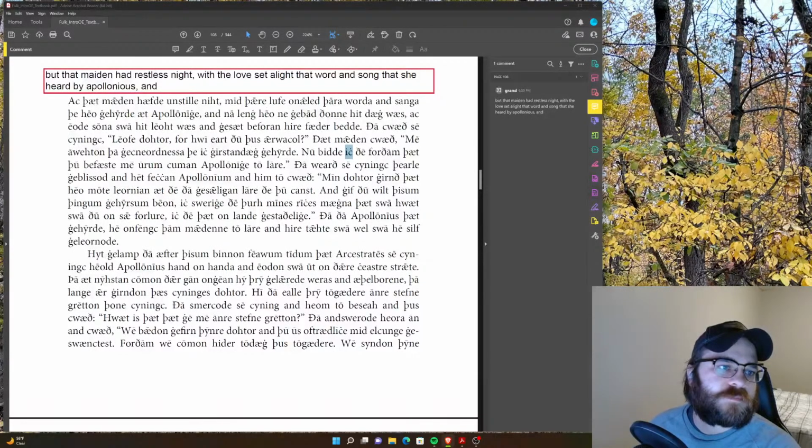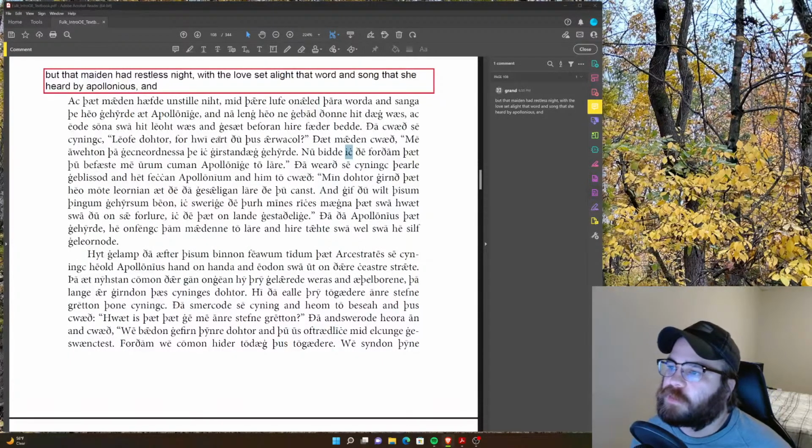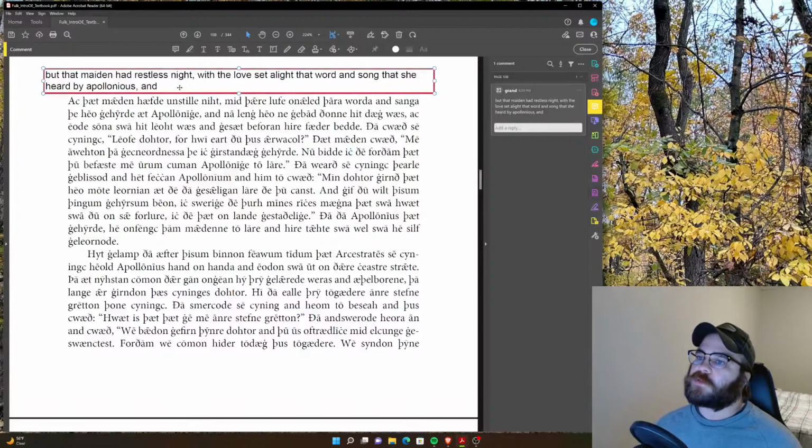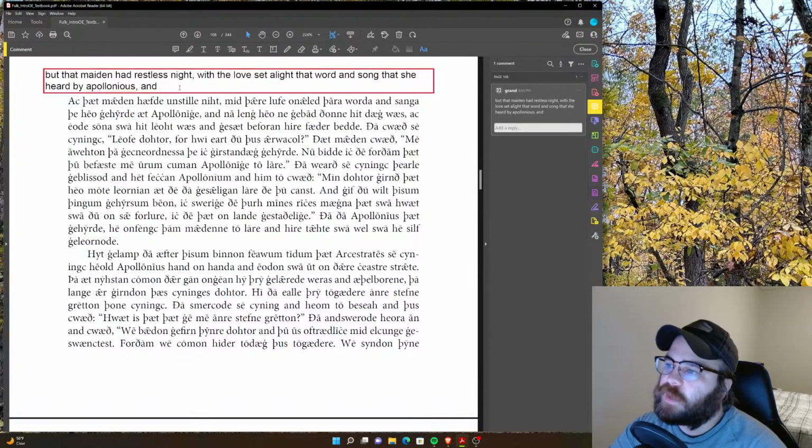L-E-N-G. Into modern English. Okay, length. That is what I thought, but I wanted to make sure. Again, too many false friends in Old English. So, and not long.